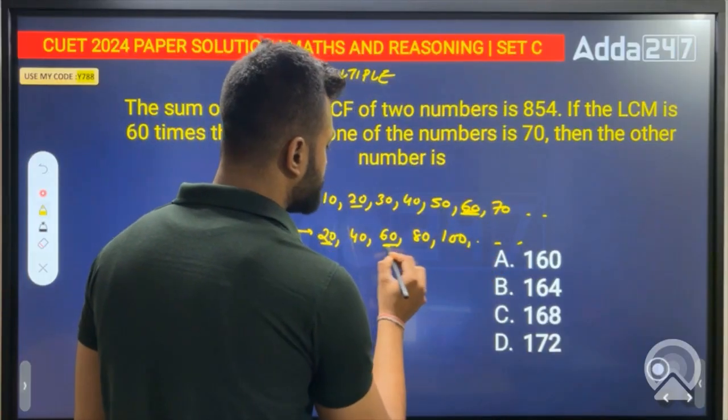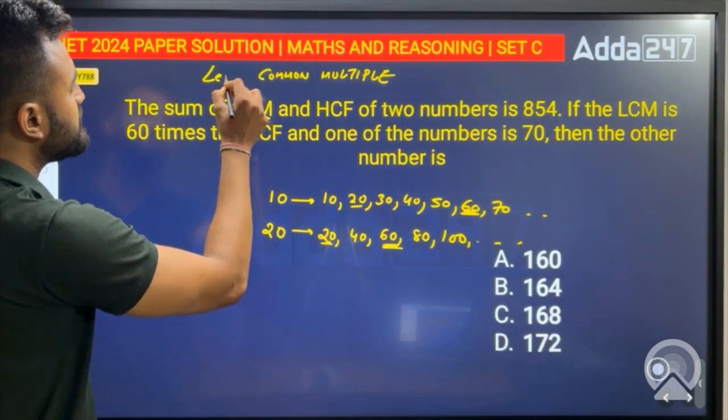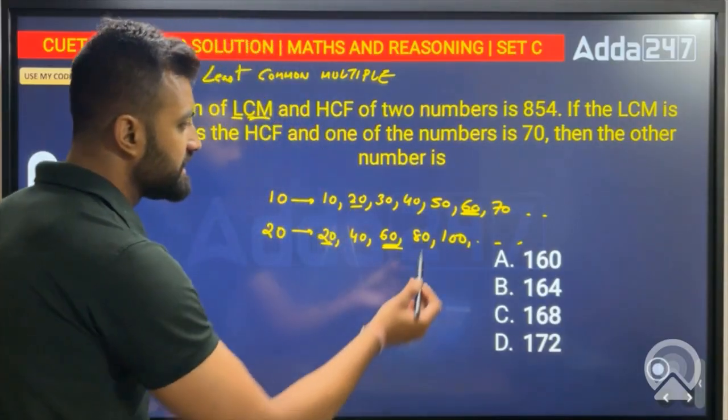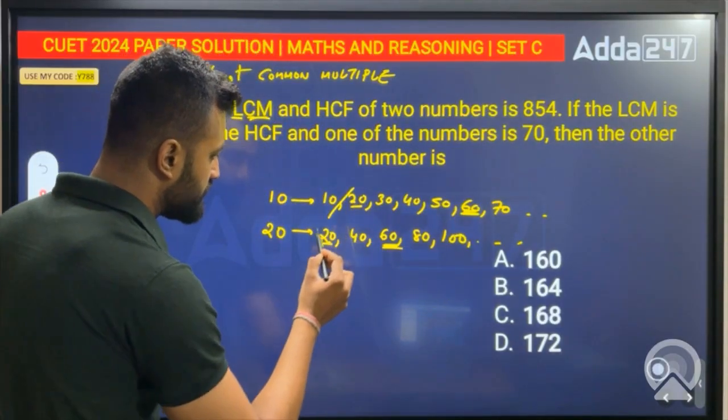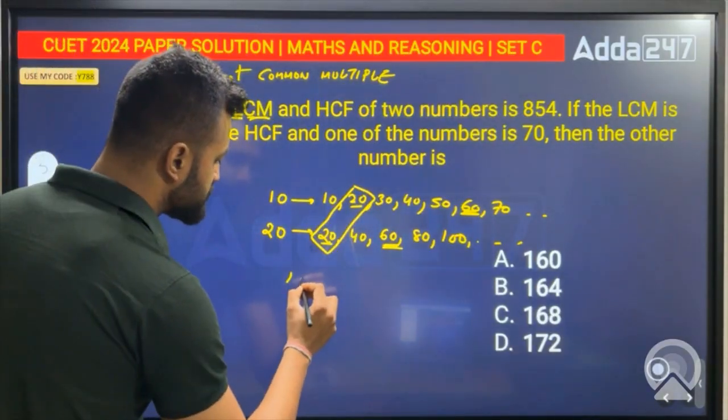So these are common multiples. Now, when I say L, it means least, the smallest common multiple. You would say the smallest common multiple in this is 20. So this is your LCM. So for 10 and 20, the LCM that you will get is 20.